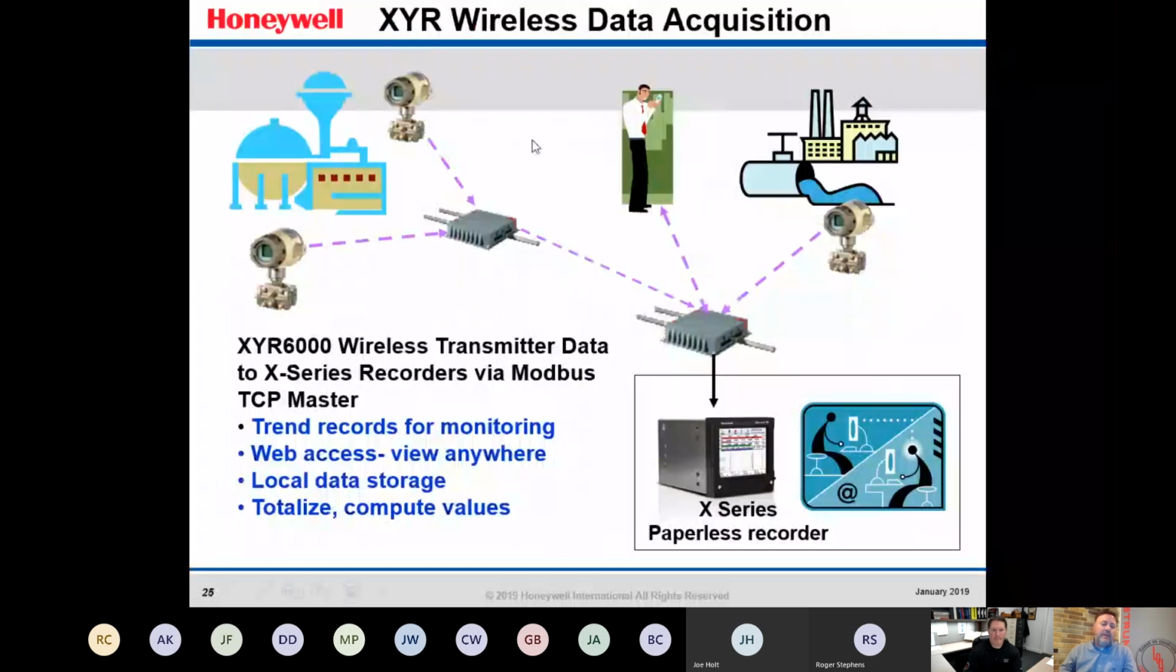The other application that we've been getting into quite a bit recently is customers that have either tank farms or other applications where running wires all the way out to the application to gather the data is tough, or it has explosion-proof requirements where running conduit all the way out to those applications is cost prohibitive. In those applications, we have wireless transmitters that can transmit temperature, pressure, flow, level, and wirelessly transmit those back through a gateway to the recorder and have the recorder gather that data for the plant.